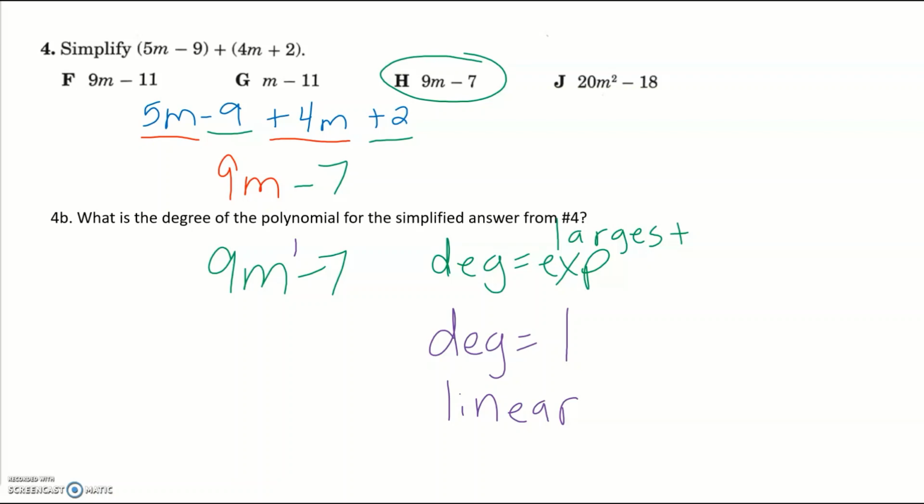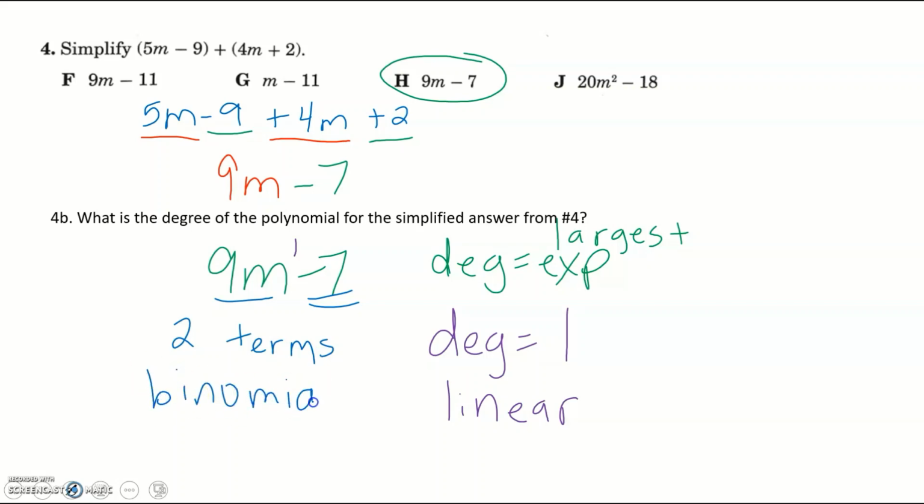Something else to consider with this problem is that when you look at a polynomial, you can also classify it by its number of terms. And 9m minus 7 has 2 terms, right? 9m would be 1 term, and negative 7 would be the other term. And since it has 2 terms, we would call that a binomial. So it has a degree of 1, which makes it linear, but it is also a binomial.